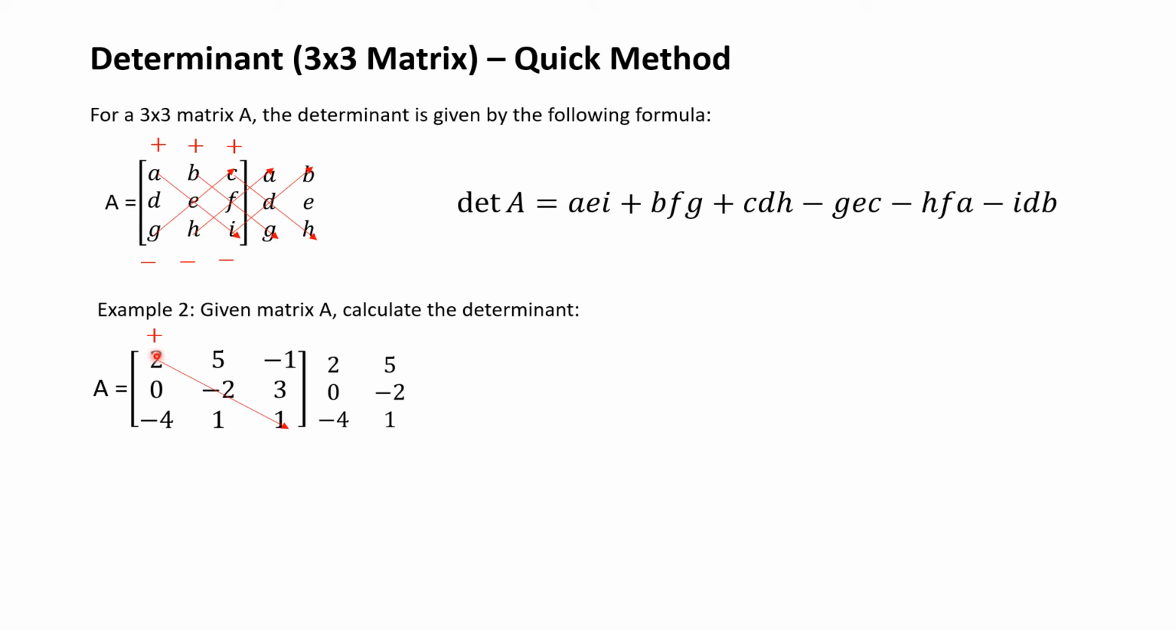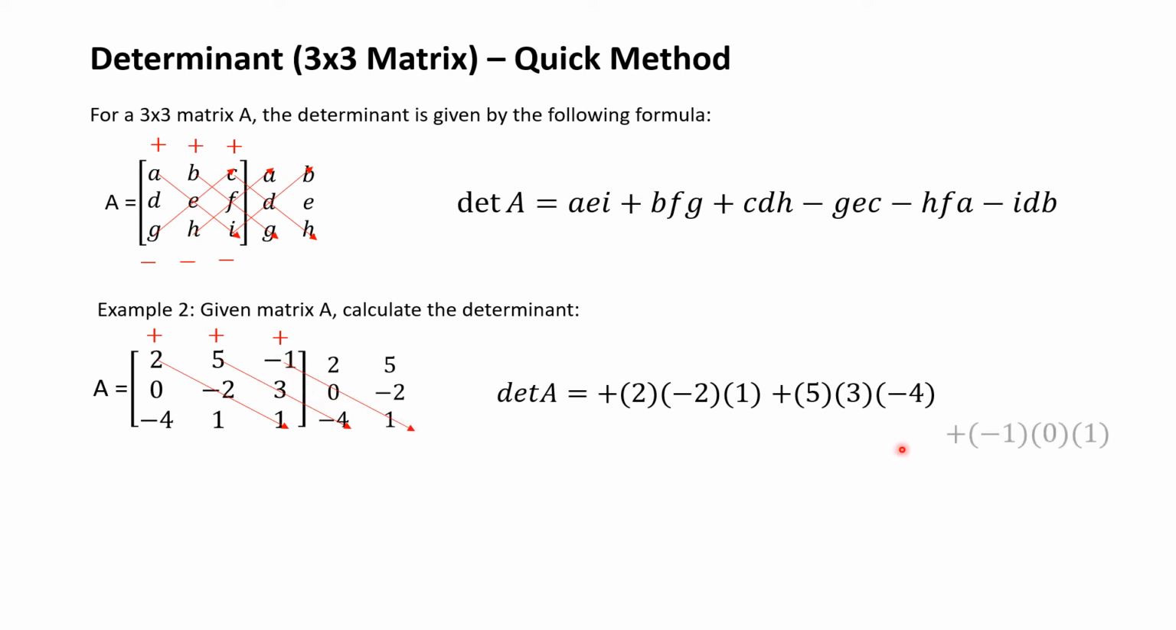So the product of the first diagonal is 2 times negative 2 times 1. And we assign a positive value because it's a downward sloping diagonal. The next diagonal is 5 times 3 times negative 4. And again, it's positive because it's a downward sloping diagonal. And the next term is obtained by multiplying negative 1 times 0 times 1 to get the third term. And again, it's still a positive value.